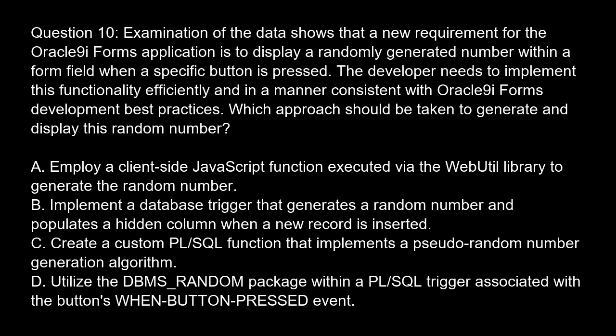Option A. Employ a client-side JavaScript function executed via the WebUtil library to generate the random number. Option B. Implement a database trigger that generates a random number and populates a hidden column when a new record is inserted. Option C. Create a custom PL/SQL function that implements a pseudo-random number generation algorithm. Option D. Utilize the DBMS_RANDOM package within a PL/SQL trigger associated with the button's when-button-pressed event.